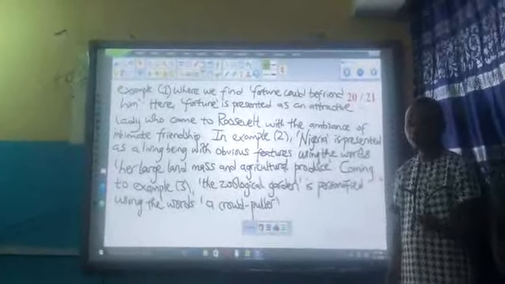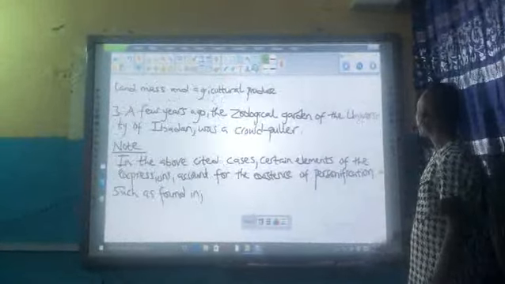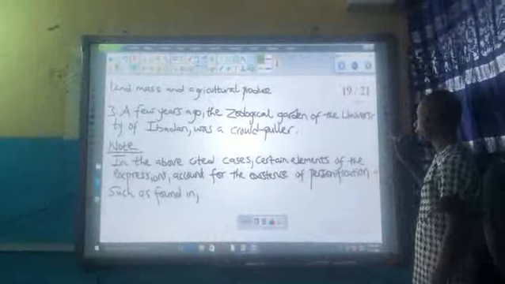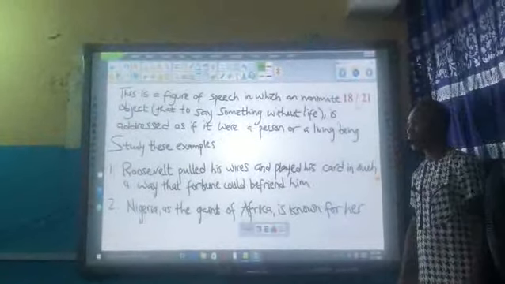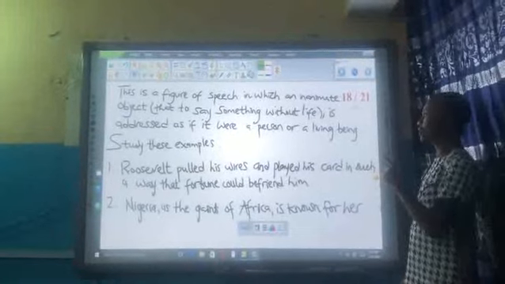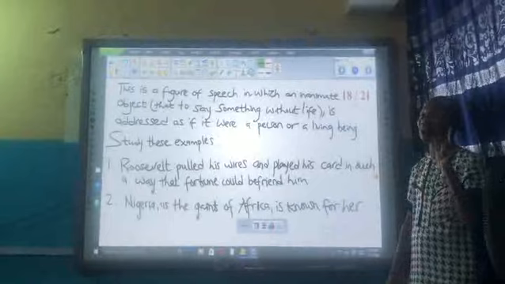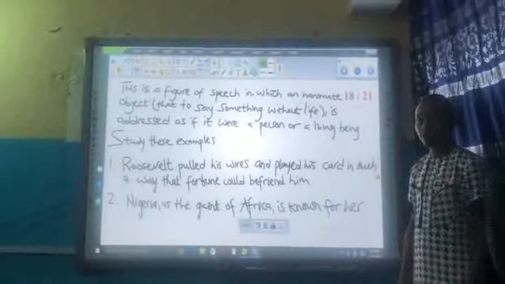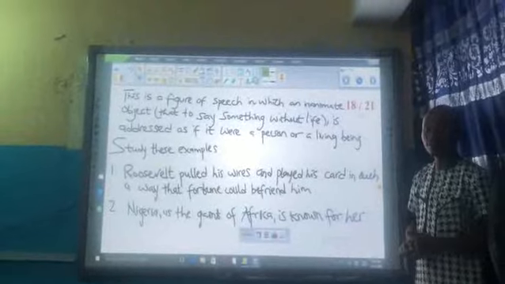See what we are saying? That makes it what? Personification. Going by the definition I gave you about personification, go back to it and understand where we are coming from. This is a figure of speech in which an inanimate object, that is something without life, is addressed as if it were a person or a living being.